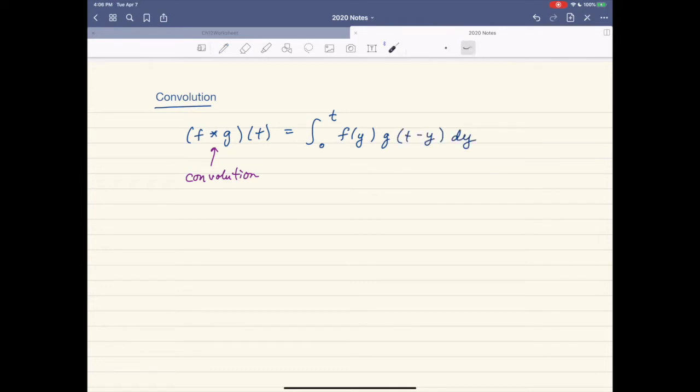So notice that if you add up the arguments of both functions, those add up to t. And so what you're doing is you're really integrating the product of these two functions over the region where, say, a and b, where a plus b is equal to t, and where y ranges from 0 to t. And so what we're really doing, if you think about it, is we're kind of taking a weighted average of these two functions.